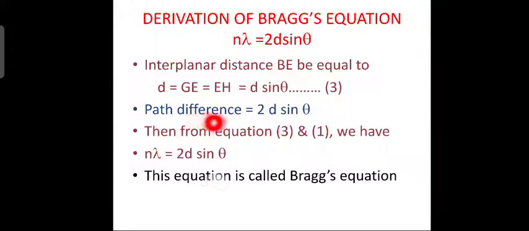So the path difference is given by 2d sin theta, because you have to add these two: d sin theta plus d sin theta, that is 2d sin theta. Then from equation 3 and 1, equate the two equations: n lambda is equal to 2d sin theta. What is the path difference? n lambda. The path difference is given by 2d sin theta by this equation. Therefore, n lambda is equal to 2d sin theta. This equation is known as Bragg's equation.